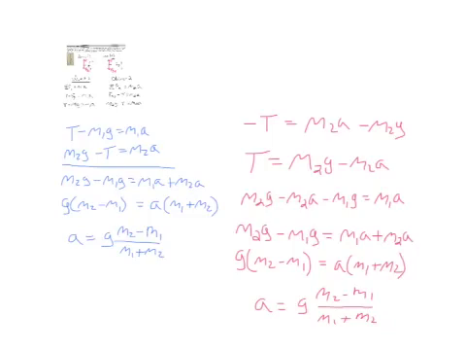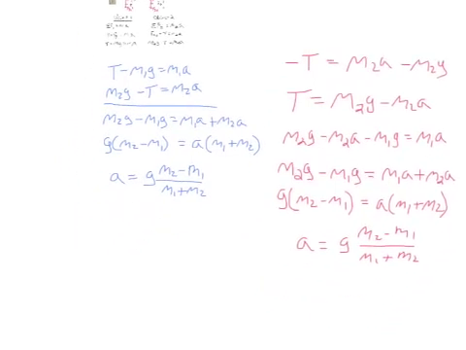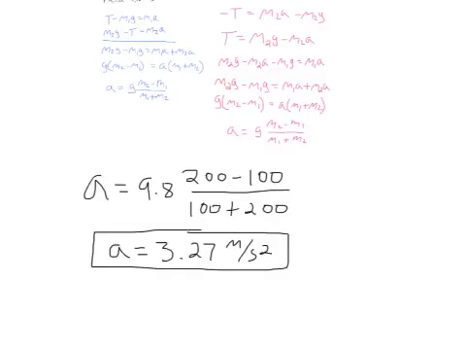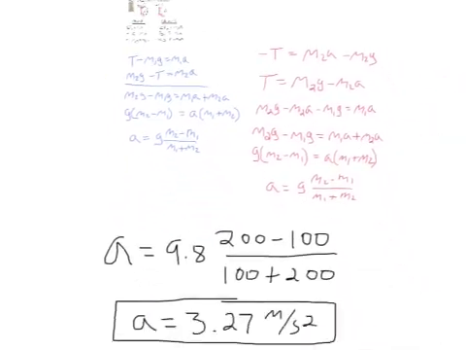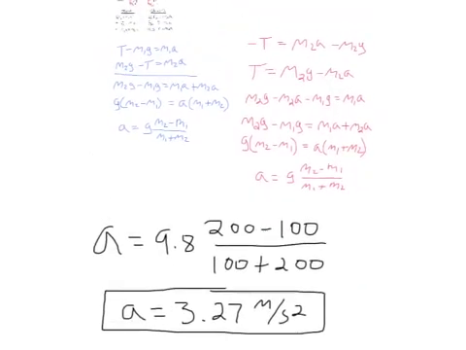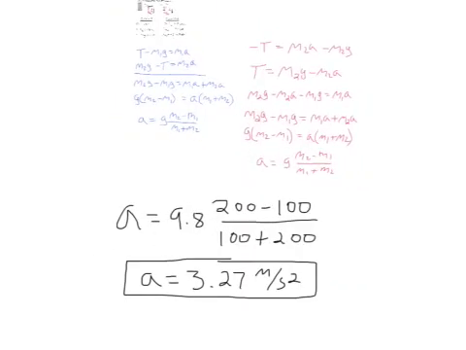So when we put numbers into this, here's what we end up with: the mass of the set minus the mass of the person over the sum of the two masses times g. We end up with an acceleration of 3.27 meters per second squared. We know this makes sense because there's this tension force up here, so neither of these objects are in free fall, so our acceleration has to be less than free fall acceleration of g. Okay, so there is that example, and the end of this lesson.